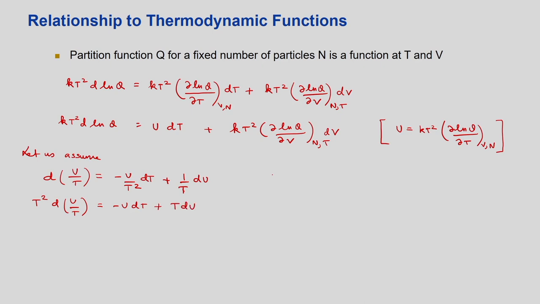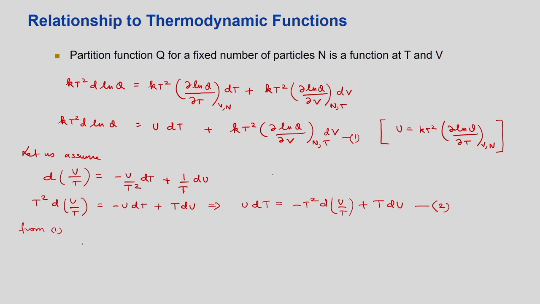Now I can write an expression for U dT from this. U dT is equal to this term; if I take it to the other side, it will have a minus sign. So it will be minus T² d(U/T) plus T dU. Let us suppose this is equation 2 and the earlier one was equation 1. So you substitute the value of U dT in expression 1.